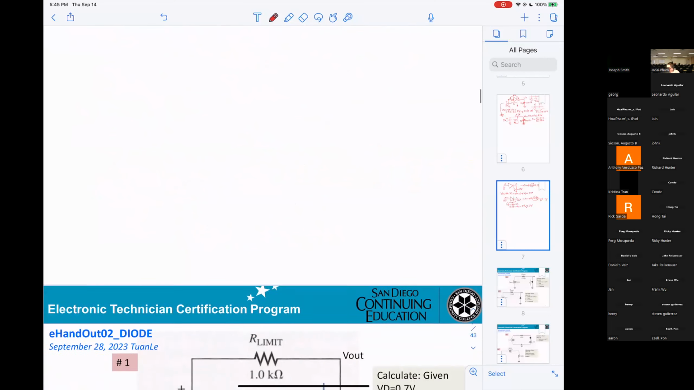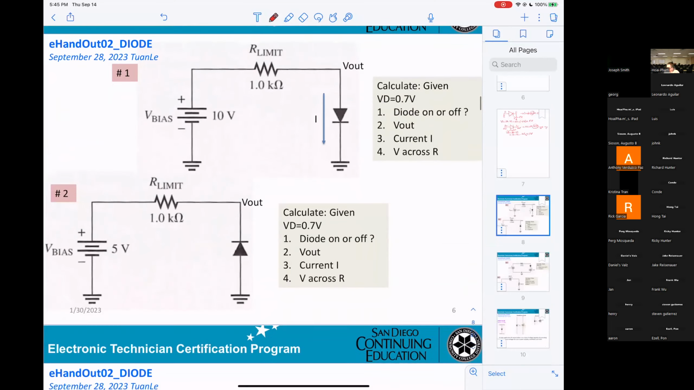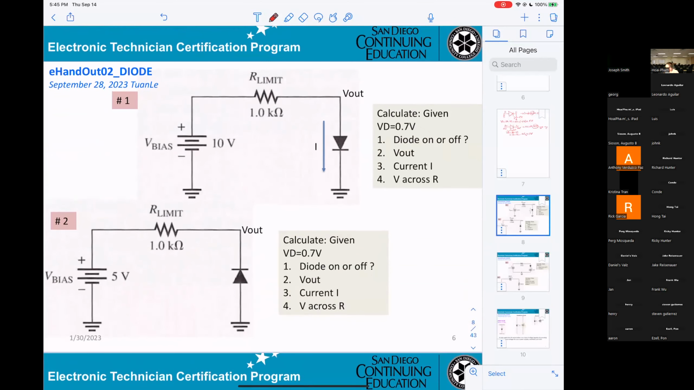Looks like okay. Now, let's see. Number 1. You see that circuitry. 10 volt. 1 kilo ohm you get here. Diode. Calculate diode on or off. That's the first thing. Okay. You tell me on this circuitry diode on or off.